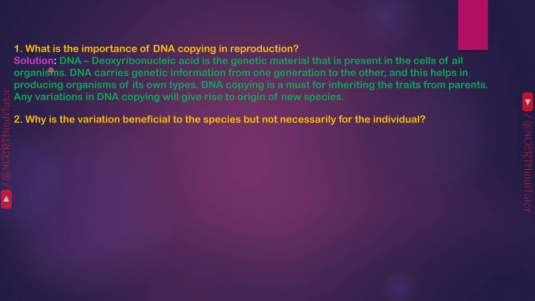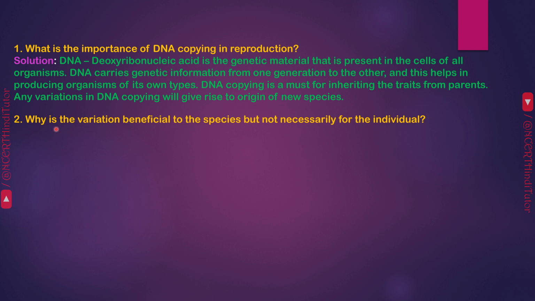Answer. DNA, deoxyribonucleic acid, is the genetic material that is present in the cells of all organisms. DNA carries genetic information from one generation to the other, and this helps in producing organisms of its own types. DNA copying is a must for inheriting the traits from parents. Any variations in DNA copying will give rise to origin of new species.